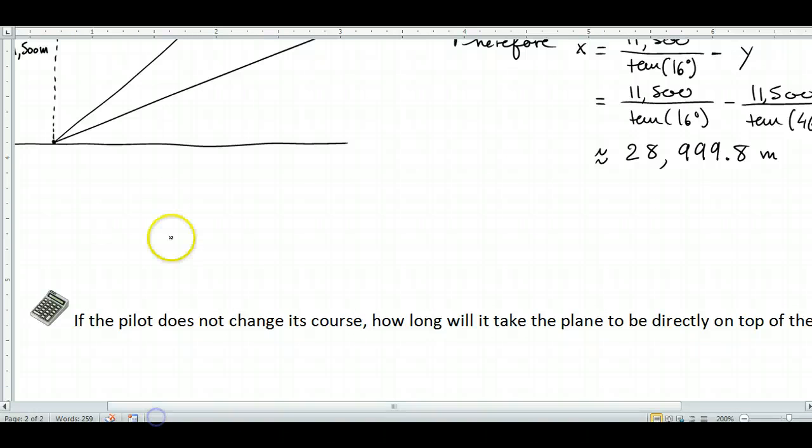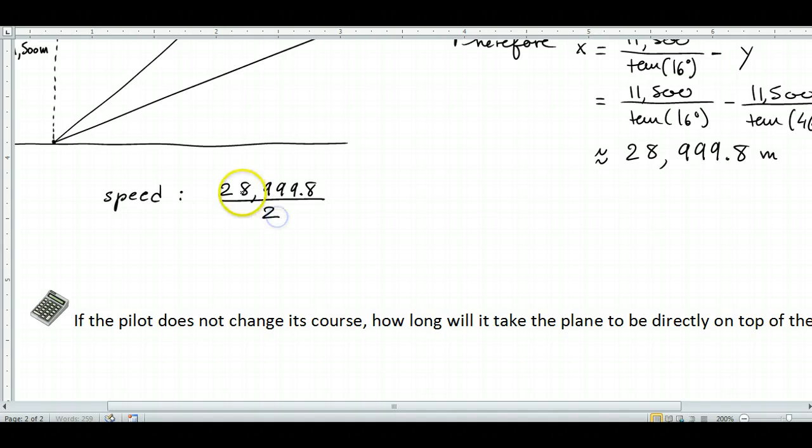So now let's get the speed, right? That's going to be pretty simple. It's just a change in speed. So let's get the speed. This is covered in 2 minutes, right? So if you look at this number, 28,999.8, and if you divide it by 2, what are you getting here? You're getting what the plane covers in 1 minute, sorry. So this is meters per minute, right? If it covers that in 2 minutes, then it's going to cover this distance in meters per minute.